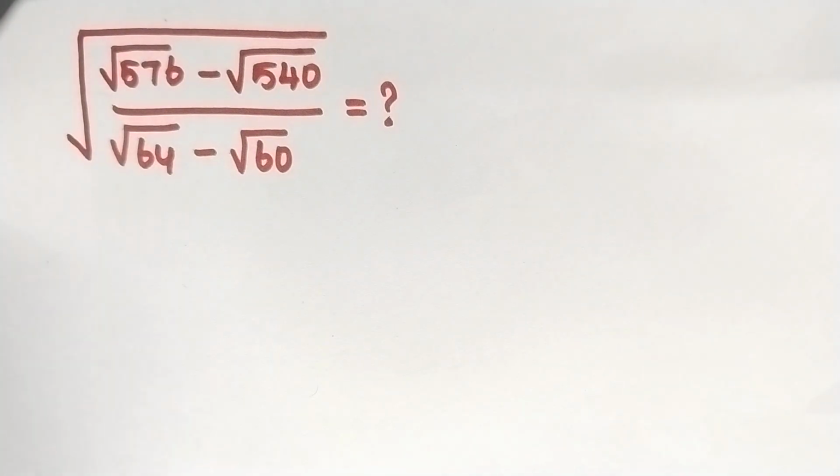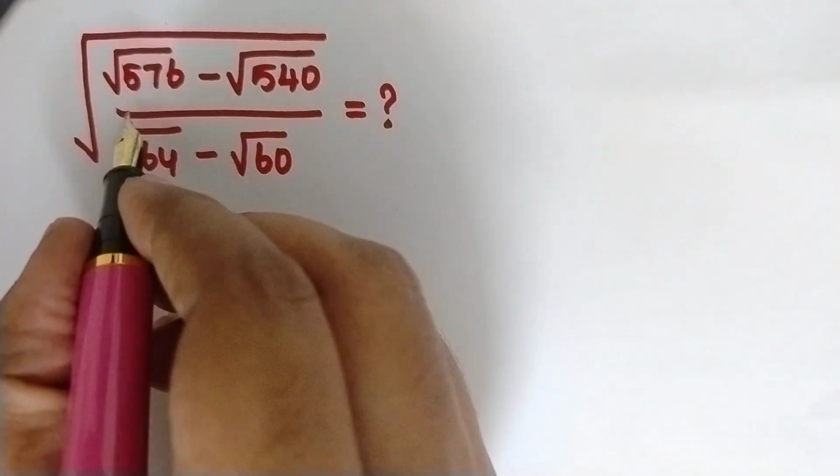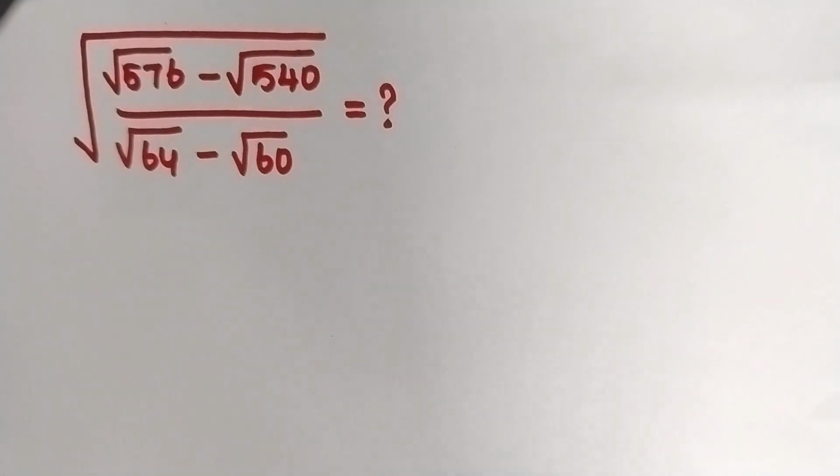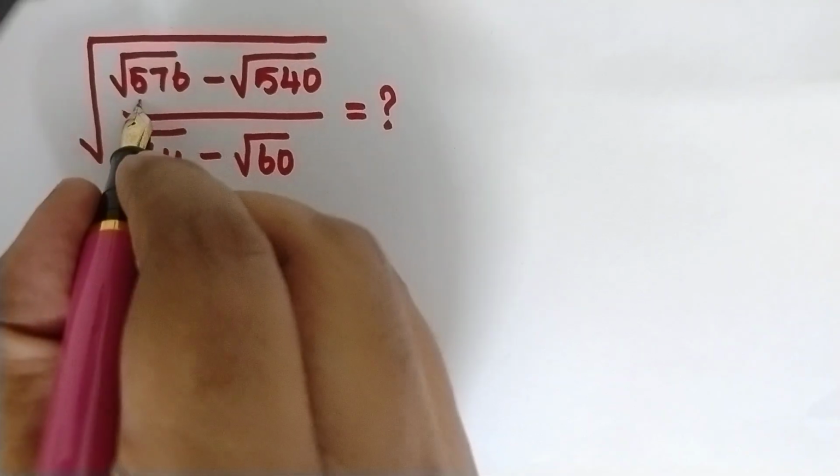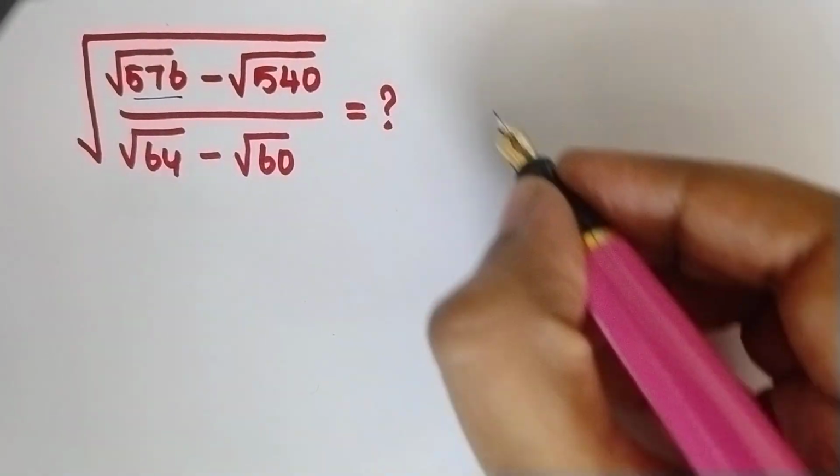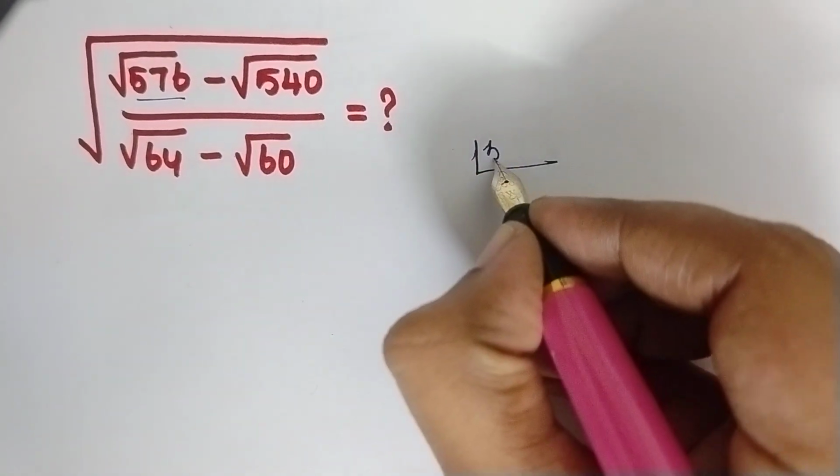In today's class, they have given the square root problem. They ask us to find the equivalent value for this. So let's start how to solve this. First, I'm going to find the LCM and the multiples of these numbers.